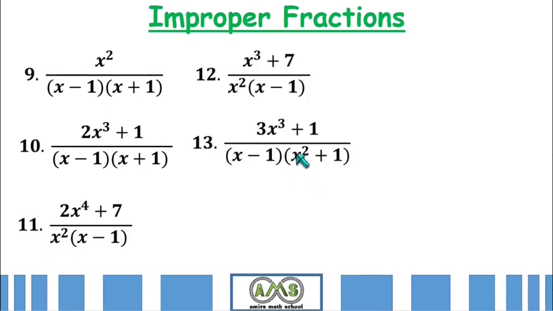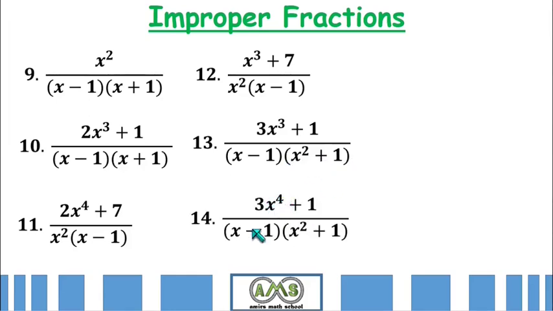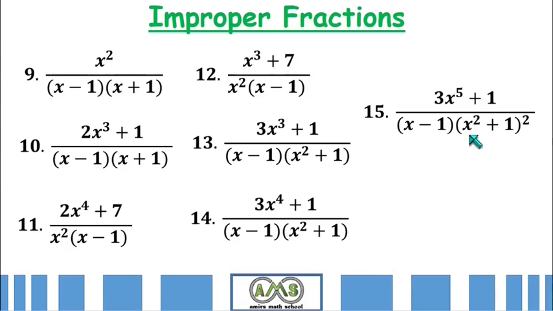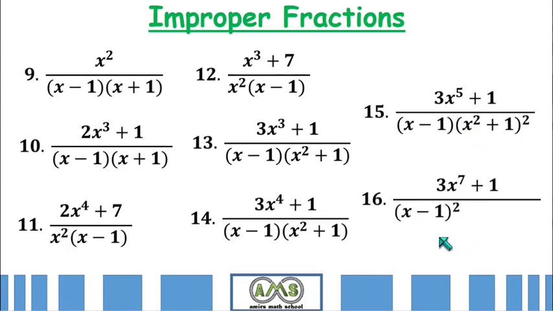The next type is one where a quadratic factor is present. The degree of the numerator is greater than the degree of the denominator. Here the quadratic factor is repeated, and the last type, number 16, is where the linear factor and also the quadratic factor are both repeated. Now let's see what we need to know to express the fraction as the sum of two or more partial fractions.